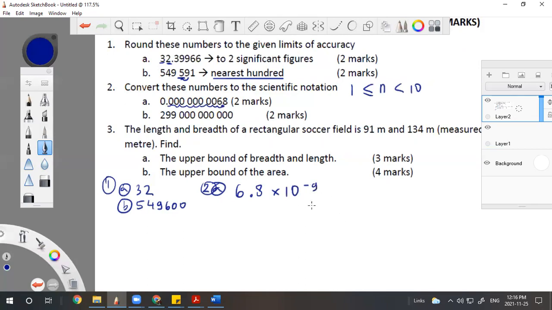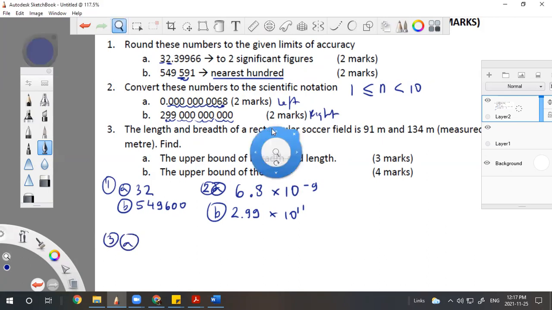Done. How about B? 2.99, right? 2.99 times 10 power. Okay, start from here. Go to the right. 1, 2, 3, 4, 5, 6, 7, 8, 9, 10, 11. Done. Okay, going right. This is going left. Going right.